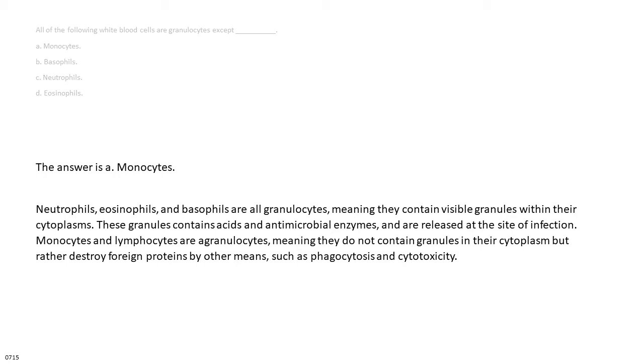Neutrophils, eosinophils, and basophils are all granulocytes, meaning they contain visible granules within their cytoplasms. These granules contain acids and antimicrobial enzymes, and are released at the site of infection. Monocytes and lymphocytes are agranulocytes, meaning they do not contain granules in their cytoplasm but rather destroy foreign proteins by other means, such as phagocytosis and cytotoxicity.